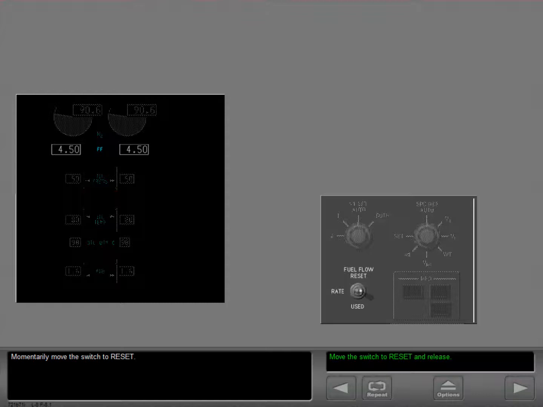Momentarily move the switch to reset. In the reset position, the readout first shows the fuel used, then decreases to 0, and then goes back to fuel flow.